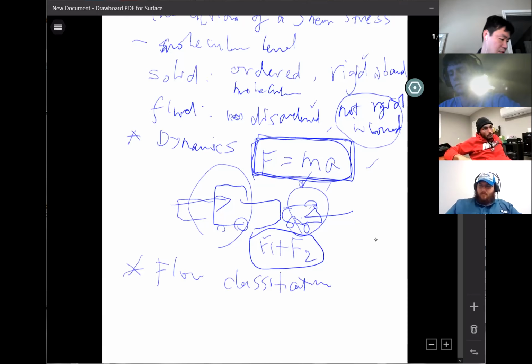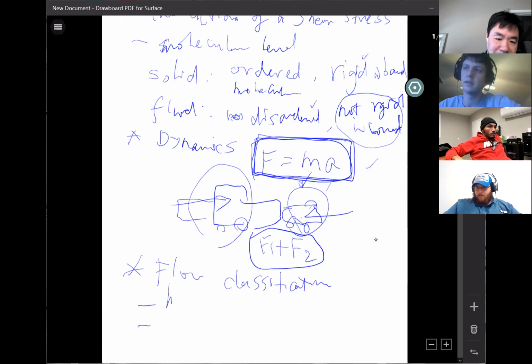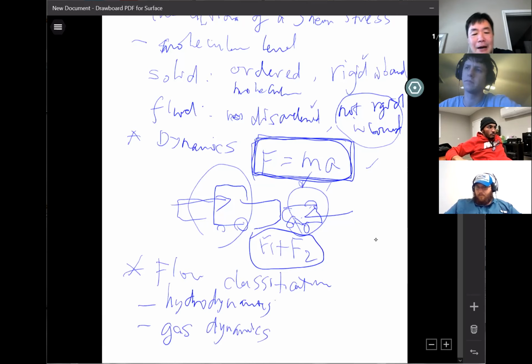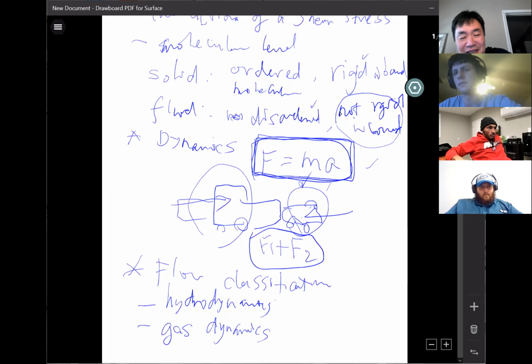Flow classifications. The first one I want to introduce here is something called hydrodynamics versus gas dynamics. Combined, these two are fluid dynamics. Both water, liquid, and gas are fluid, right? Do you agree? Both of them are fluid. They continue to deform under the action of shear stress, so they both classify as fluid.